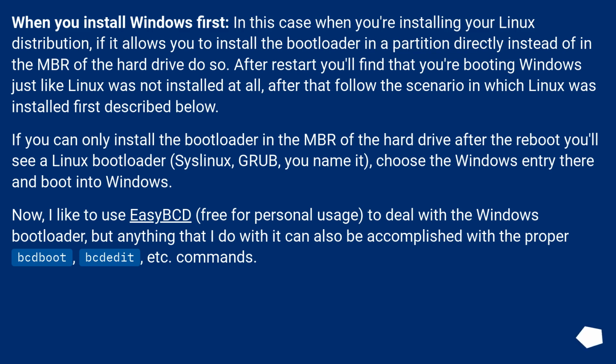If you can only install the bootloader in the MBR of the hard drive, after the reboot you'll see a Linux bootloader, SysLinux, Grub, you name it. Choose the Windows entry there and boot into Windows. Now, I like to use EasyBoot, free for personal usage, to deal with the Windows bootloader, but anything that I do with it can also be accomplished with the proper cdboot, bcdedit, etc. commands.